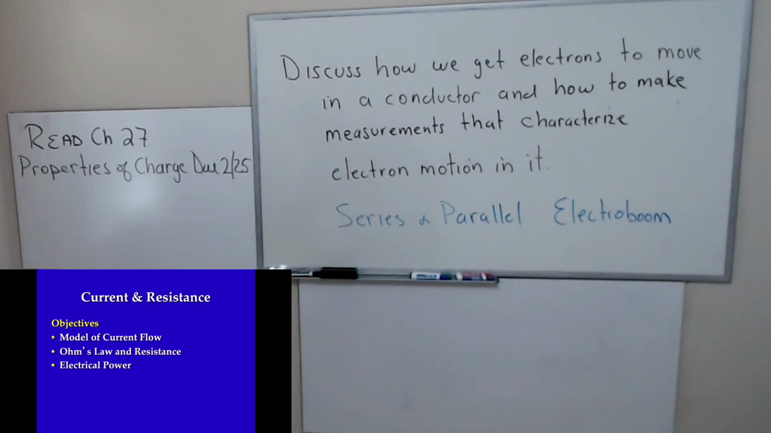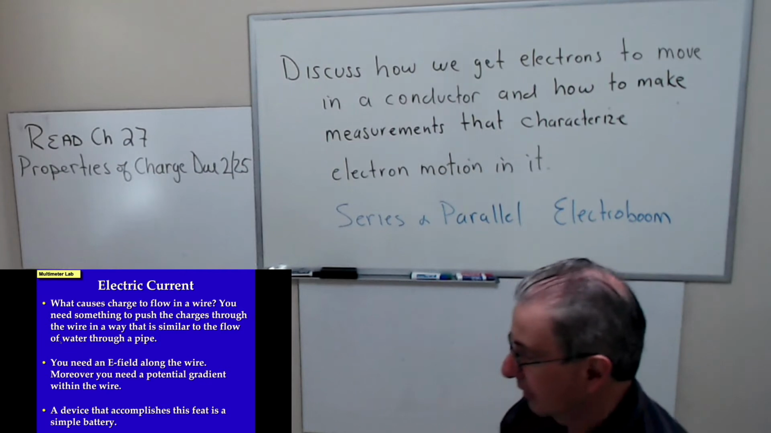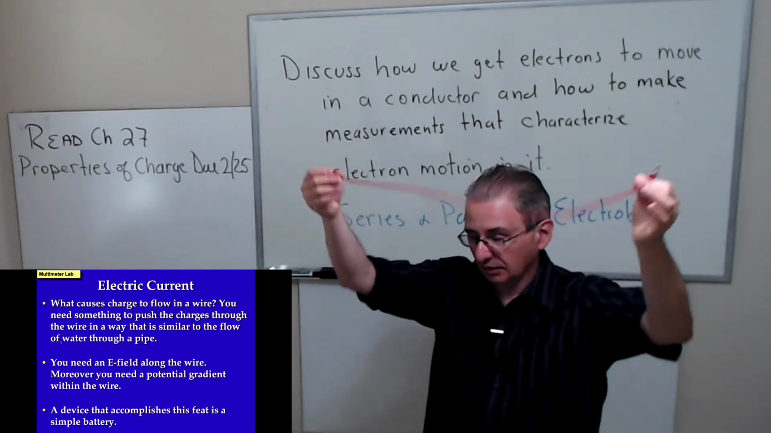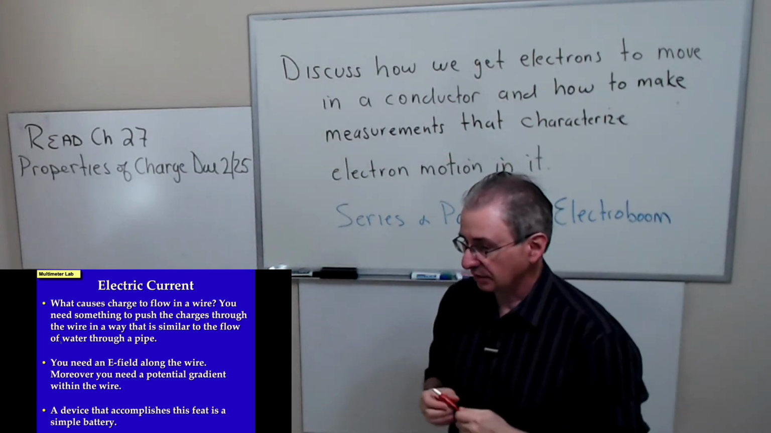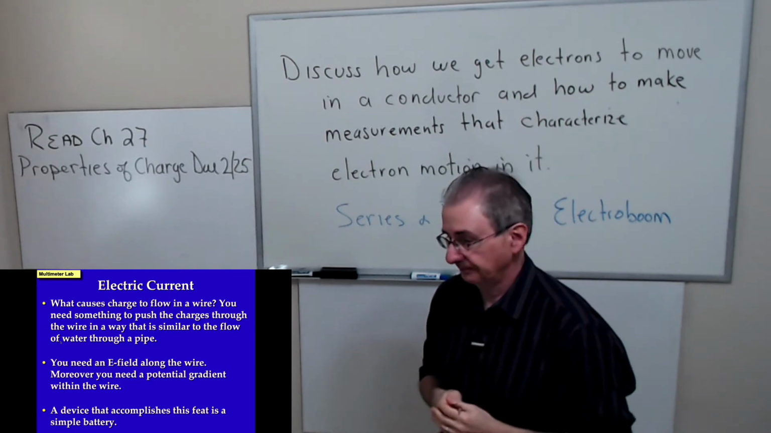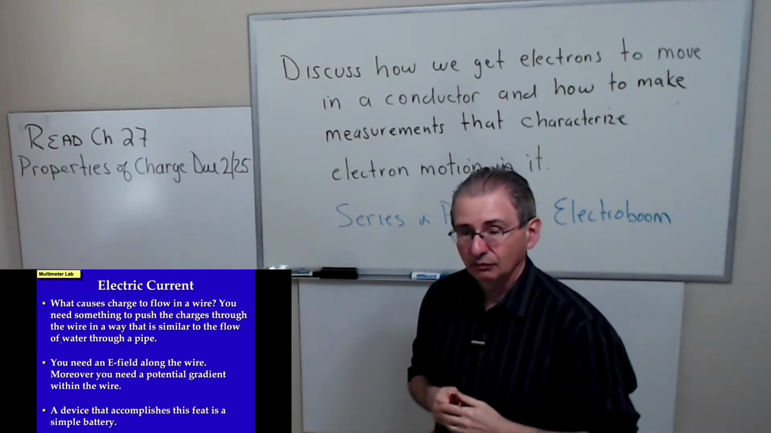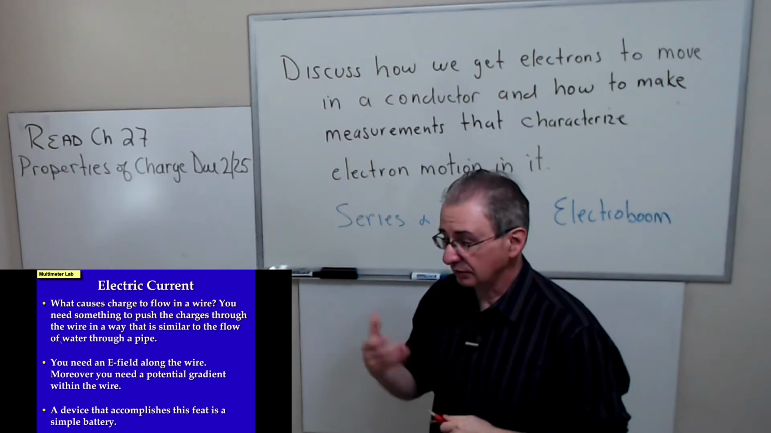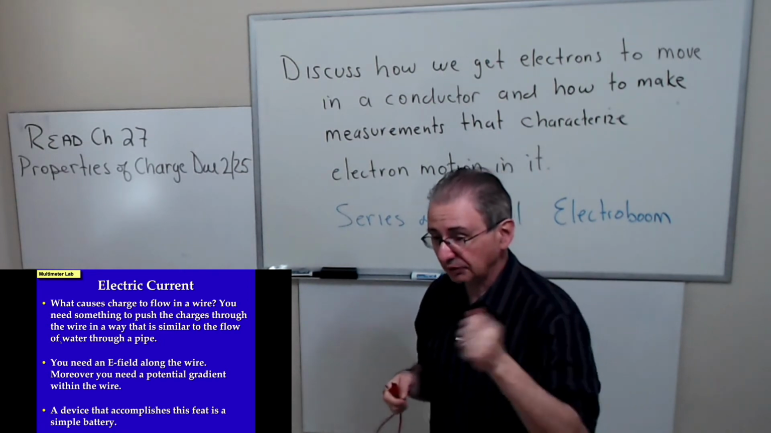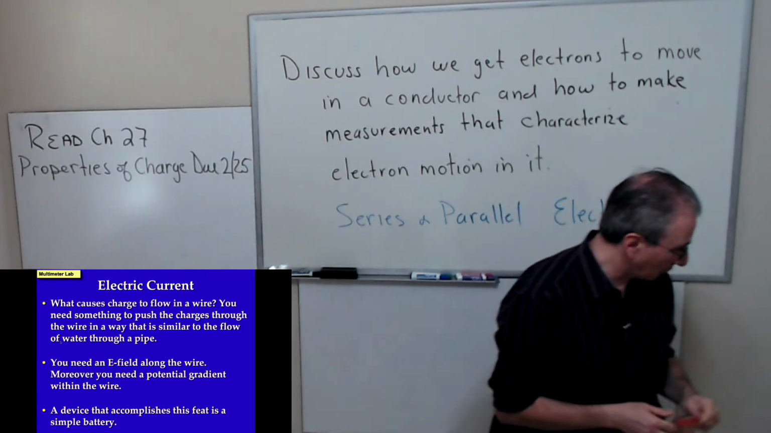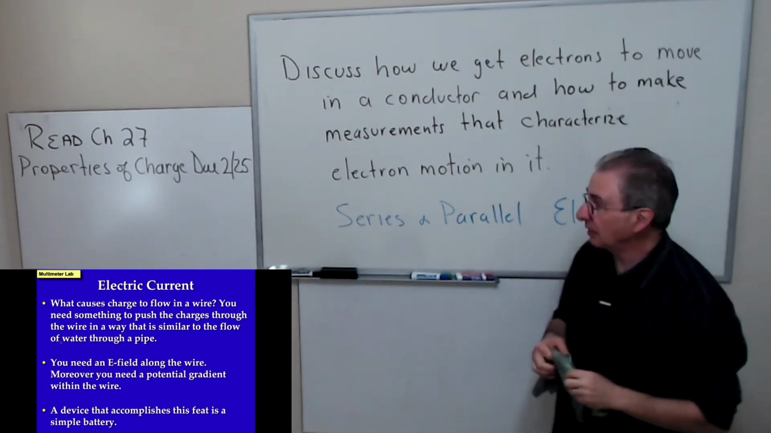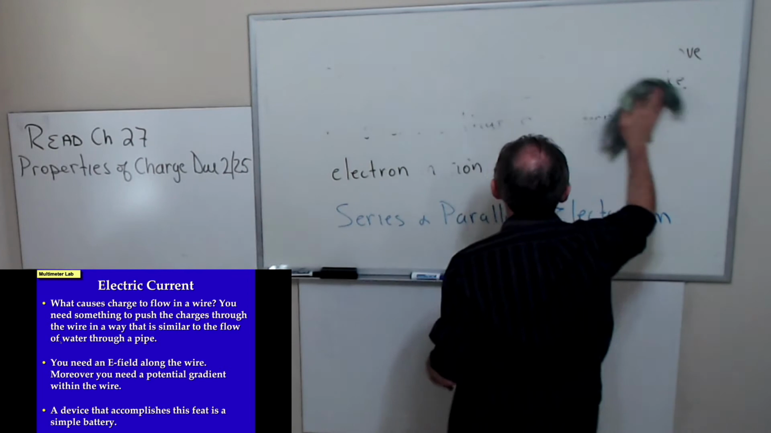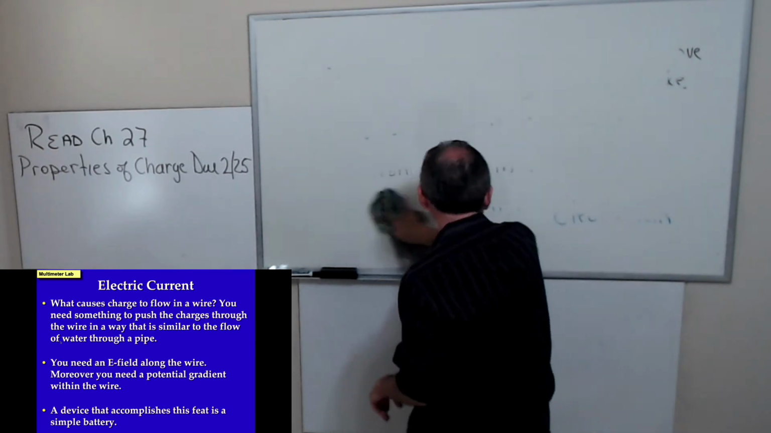Let me lecture on chapter 27. I guess the first thing to ask is, suppose I have a conductor, a wire. What causes the charge to flow in the wire? What do you need to make the electrons flow? Well, what you need is an electric field. You need an electric field to make the electrons flow in the wire. And I think we left off the other day in lecture talking about the kinematics of what the electric field does to charged particles.